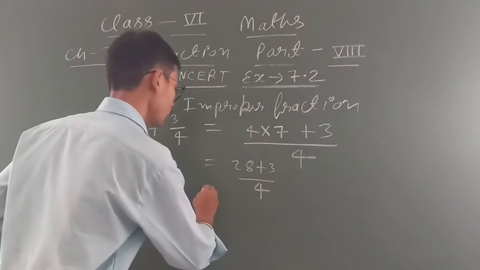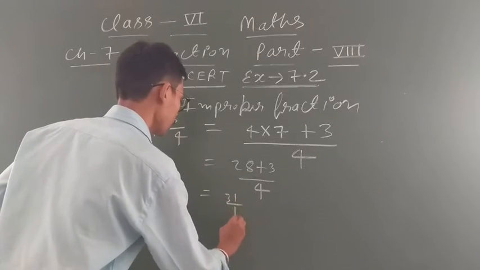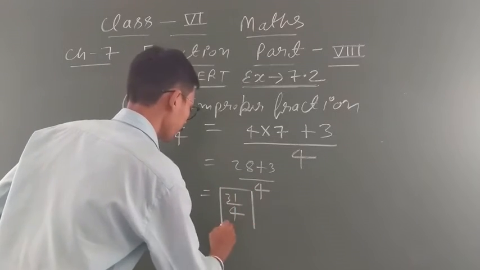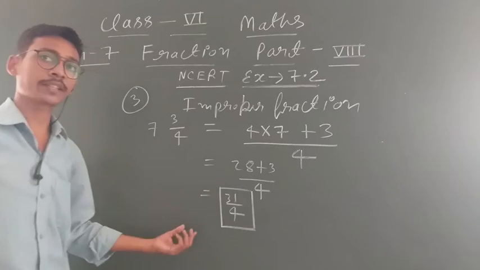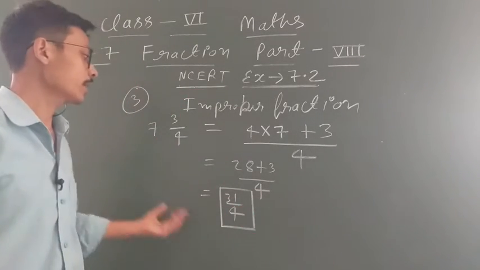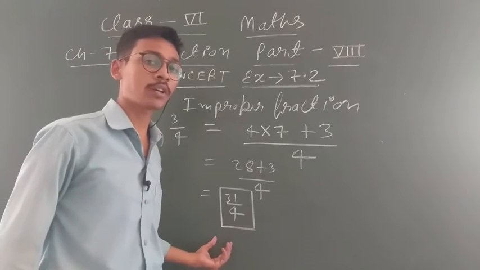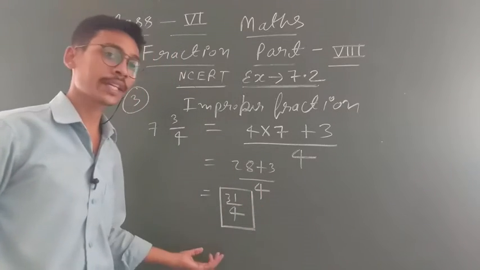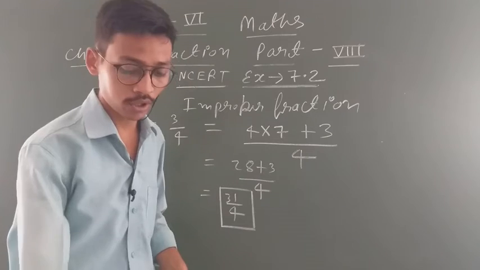Now next you can write 31 upon 4. So this is our improper fraction. Okay, student? And if you have to convert into mixed fraction, again you will divide it. So you know how to convert between proper and improper fractions. This is a very easy process. I think you are able to solve questions based on this.